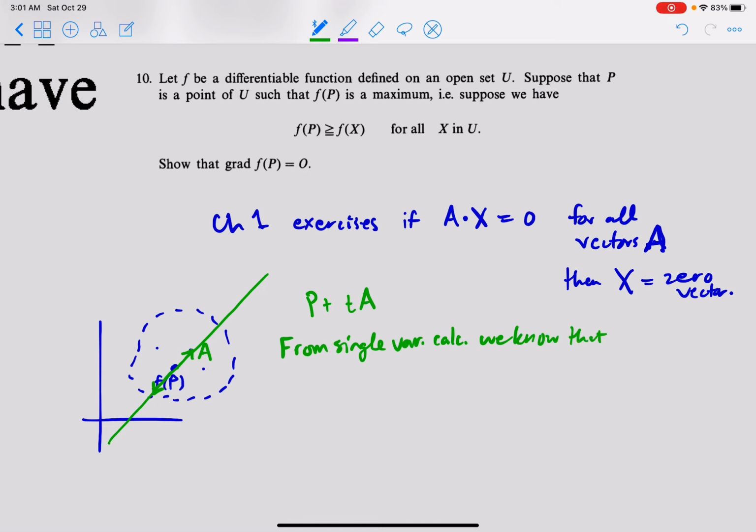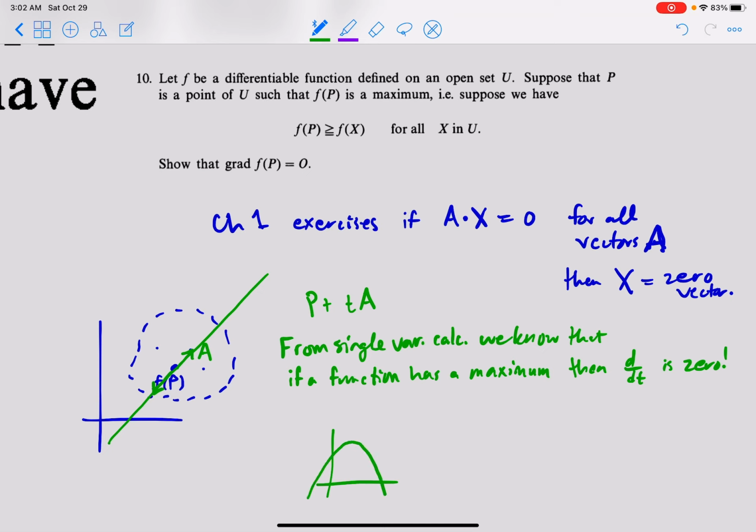that if a function has a maximum at some value, then the derivative is 0. Right? If there's a maximum, then the derivative is 0. That is from single variable calculus. If we had the graph of a function, right there is a maximum, and sure enough, the slope is 0.